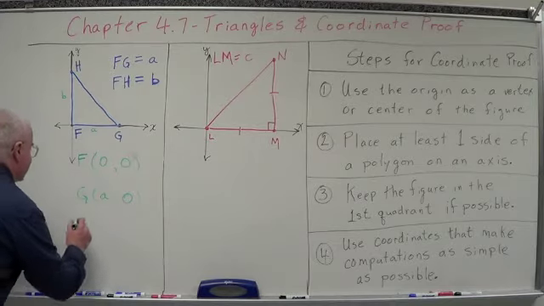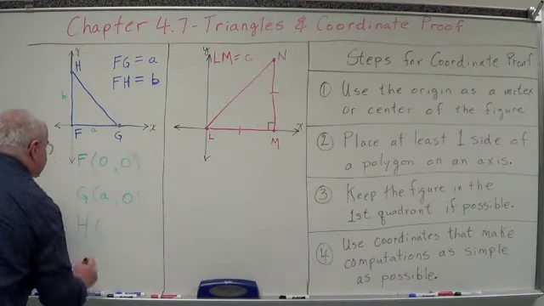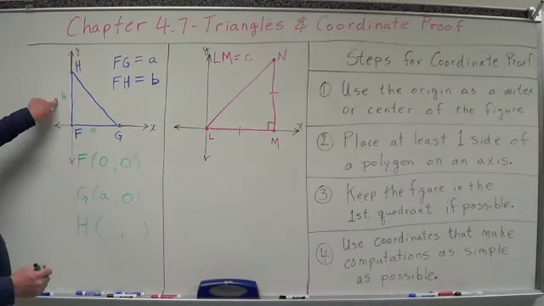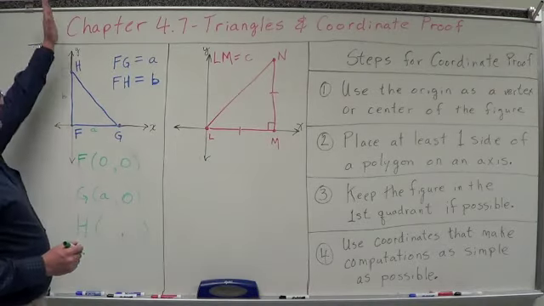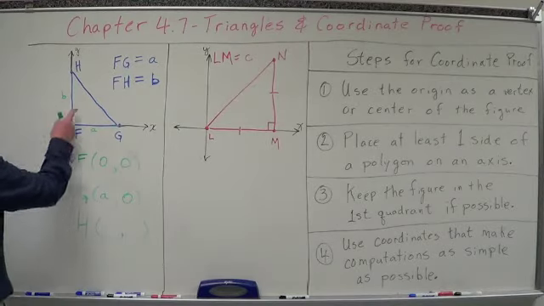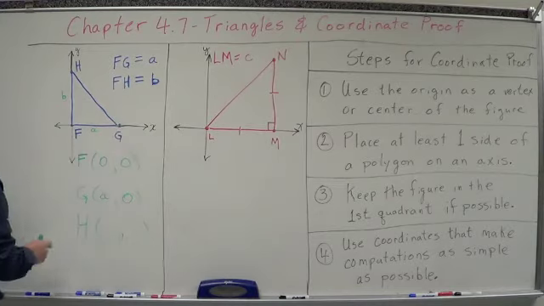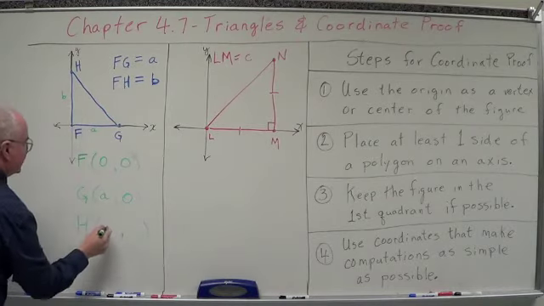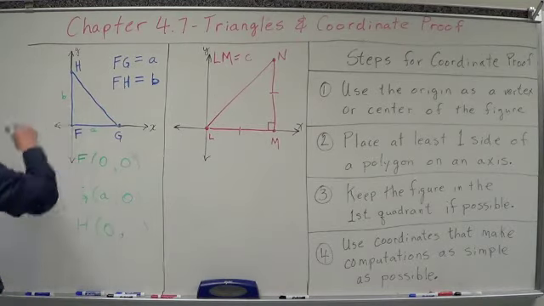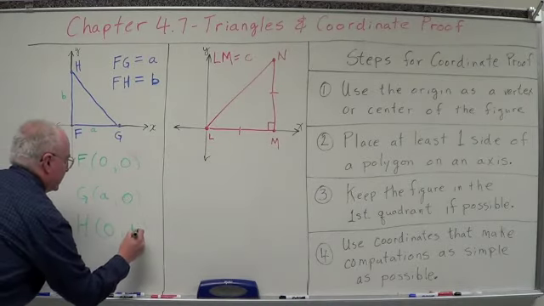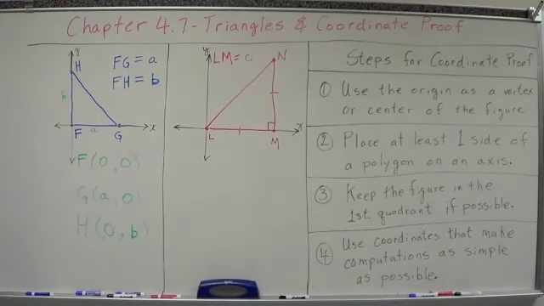Well, let's go find H. Where in the world is H? Well, H is B distance away from F, but it's on the y-axis. So how far away from F is it on the x-axis? Well, it isn't. It's 0. How far away is it on the y-axis? It's B.